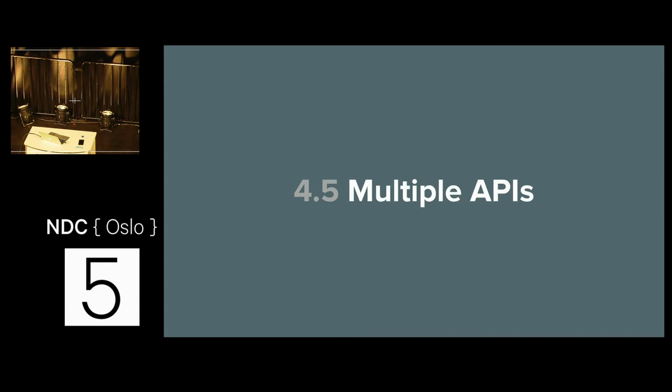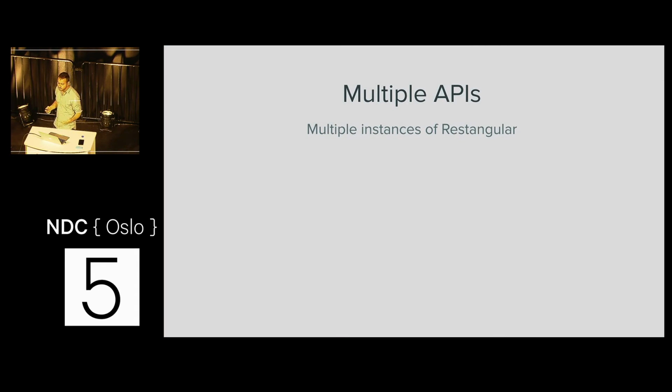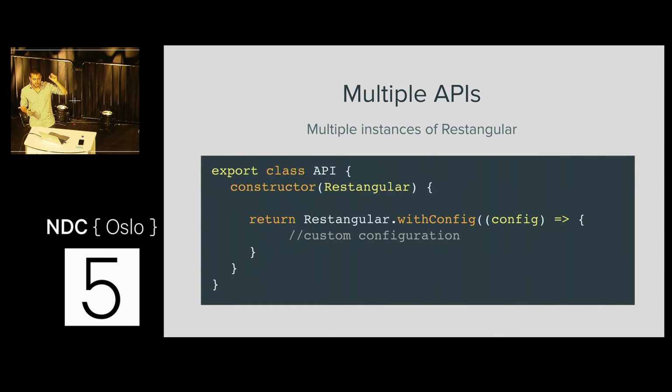And one last thing with dealing with APIs. Sometimes in some projects, you're dealing with multiple APIs, and we already saw how we can do it. Because remember, I created a class API that extends REST Angular. So you can create another API, for example, API 2, that extends REST Angular and has completely different configuration. So this is highly customizable and will save you a lot of time.